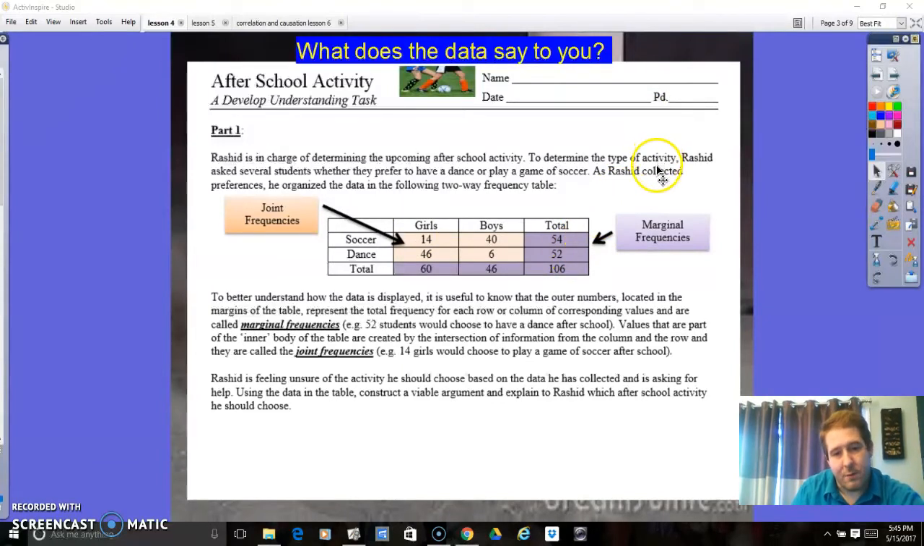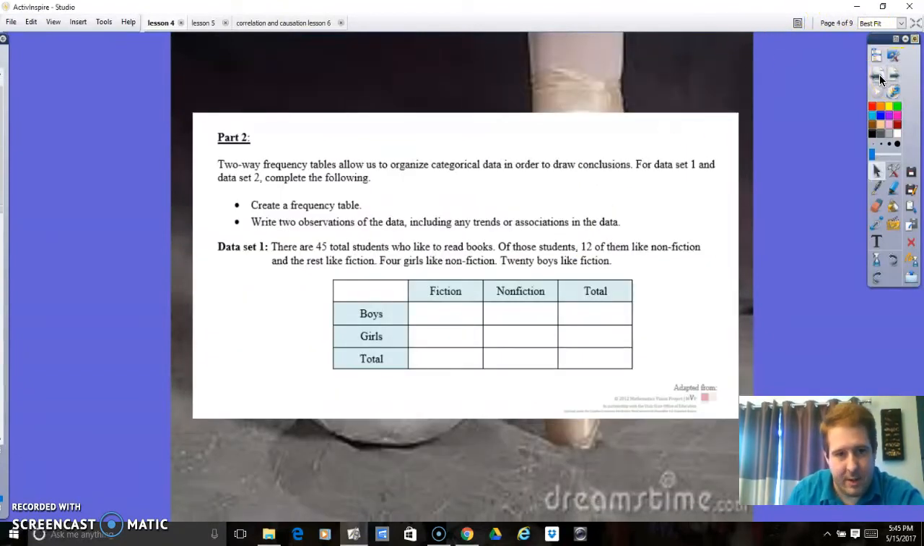Now, we'll get to relative frequency tables in the next video. But for right now, we just want to make sure we understand that they are going to add up in both directions. And you'll notice that both of these totals add up to 106. So your total here is the whole amount of people that were surveyed. The total amount of people who chose soccer and dance is going to be the same as the total amount of boys and girls surveyed, because it's the same people. They just happen to be separated in two different ways: boys and girls as one set of categories, and what they picked as the other way of separating them.